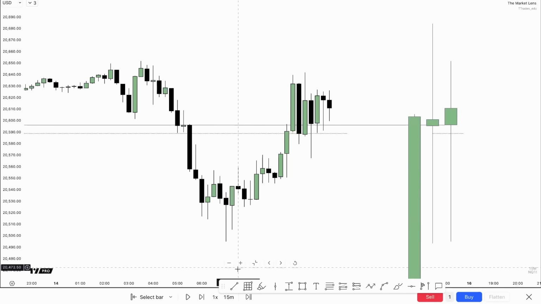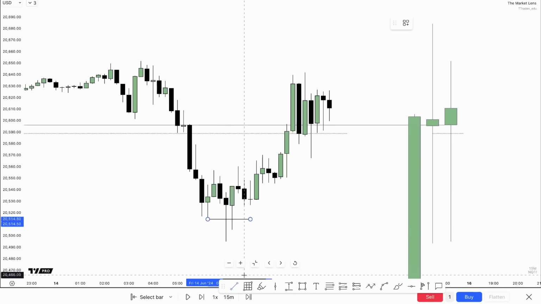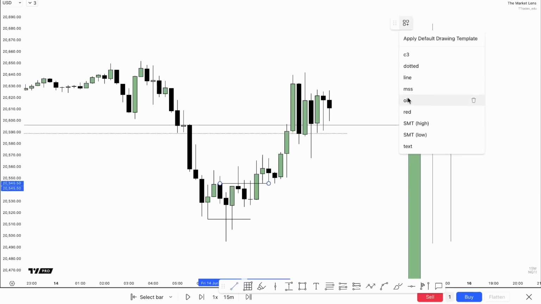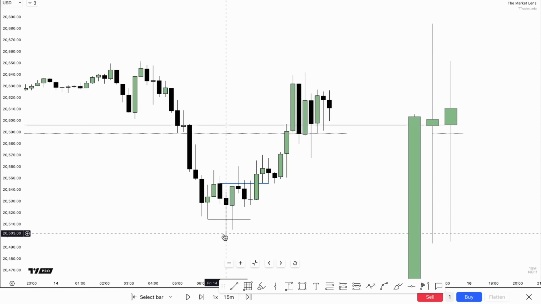We form a reversal. So we can mark out our change in the state of delivery here, which is a sweep, reaching into an important level. Then the closure through the series of down close candles here. You can see we get an expansion back higher here. We have these 3 expansion candles.